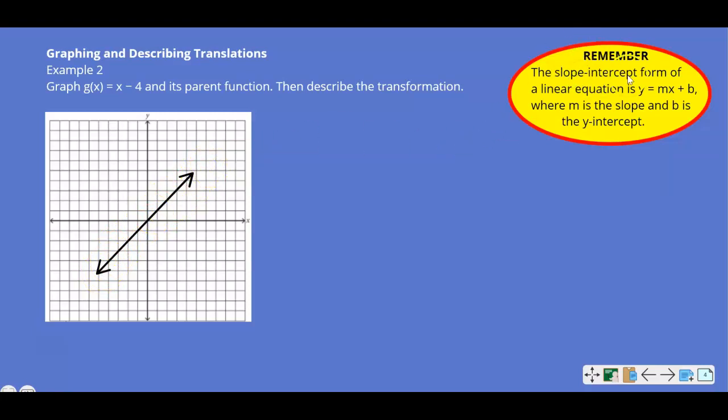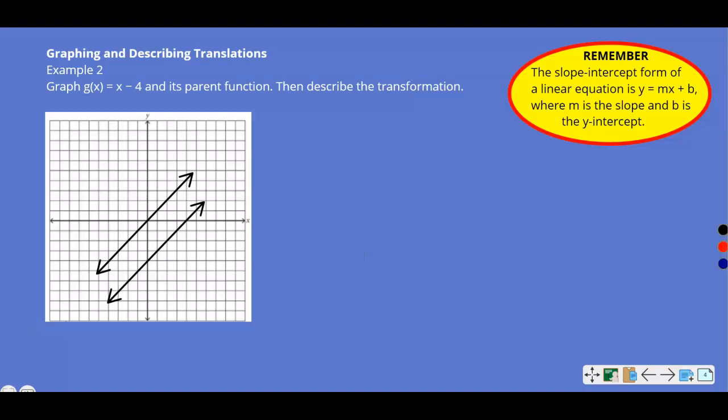All right, it also says remember the slope-intercept form of a linear equation is y equals mx plus b, where m is the slope and b is the y-intercept. So you can see that this one has a slope of 1 and a y-intercept of negative 4. So if I take this function here and I simply move it down 4 units, so down 1, 2, 3, 4, it still has a slope of 1, but now it has a y-intercept of negative 4.